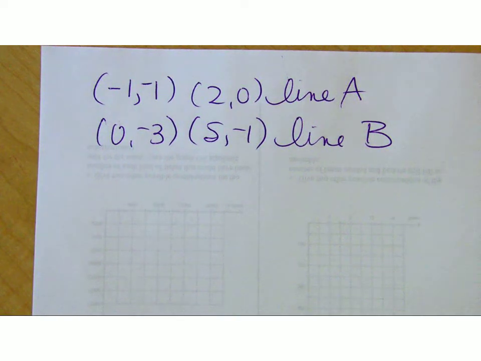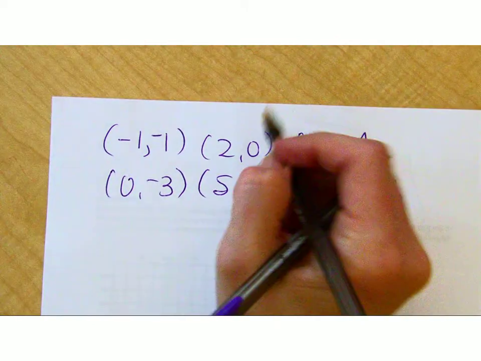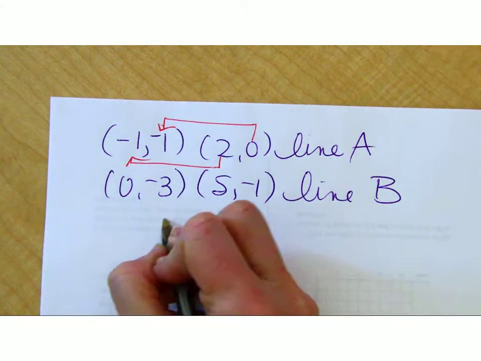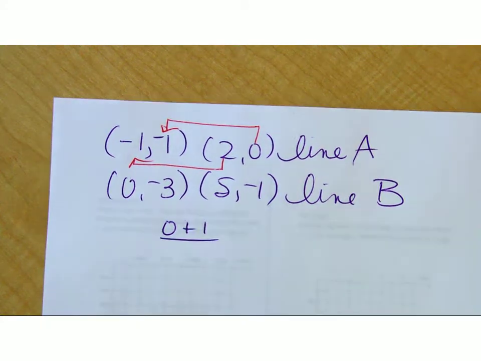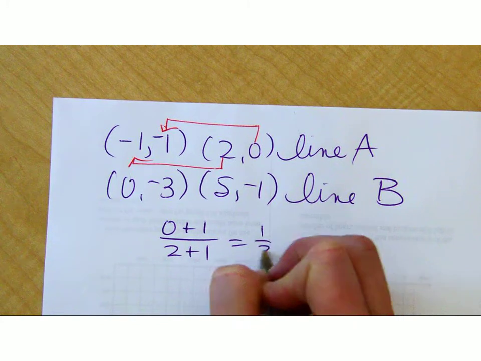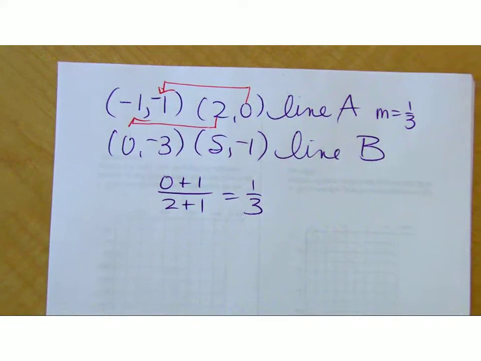So watch. Keep your y's on the top: 0 minus -1 over 2 minus -1. All right, line A has a slope of 1/3. If line B also has a slope of 1/3, guess what? They're parallel. I want to remind you that some people don't like doing it that way. Some people prefer the table.